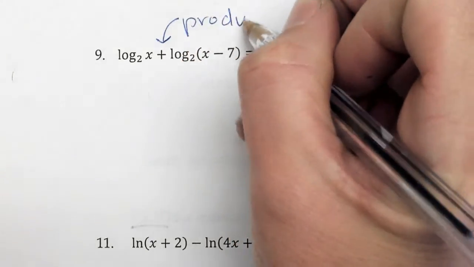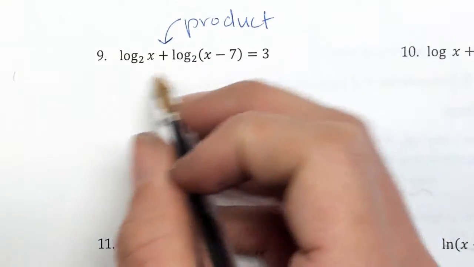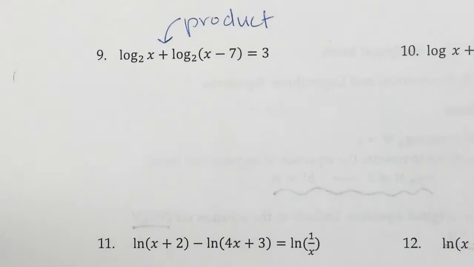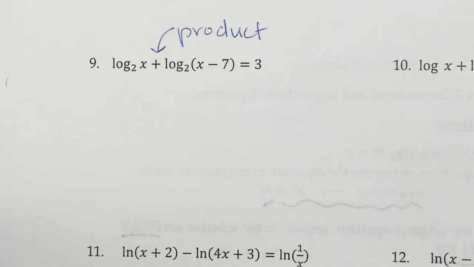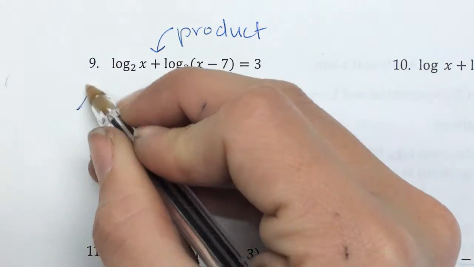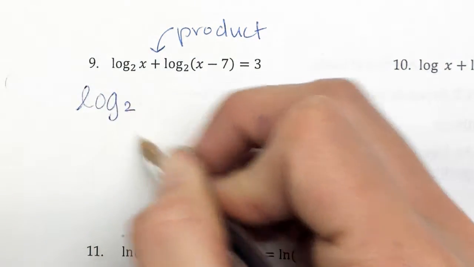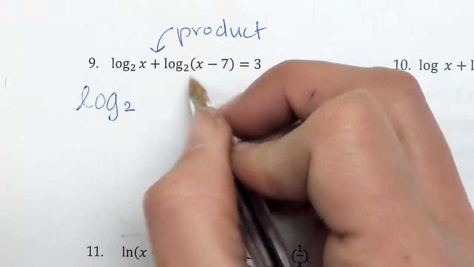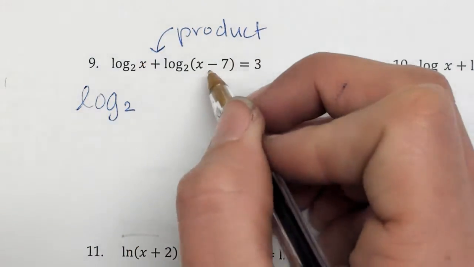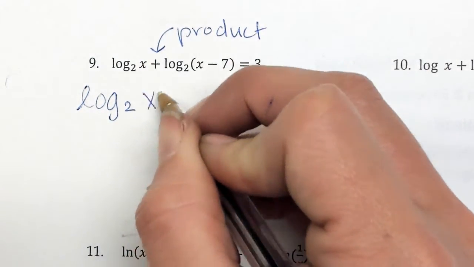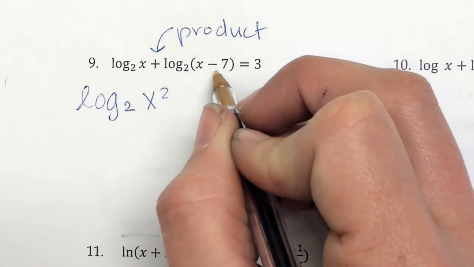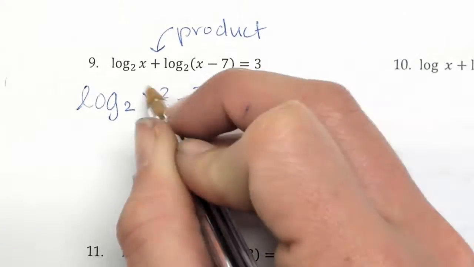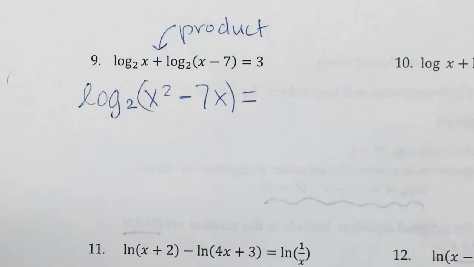Okay. Let's first combine these into one logarithm. Yeah. So this is going to be log 2. And what are we multiplying? Yes, x and x minus 7. So tell me what x times x is. Tell me what x times negative 7 is. Very good. Now let's see.